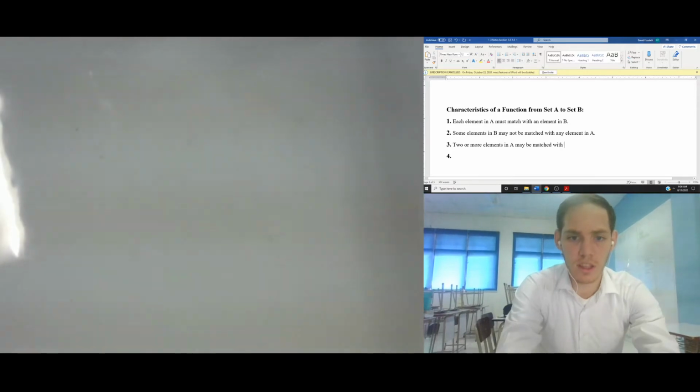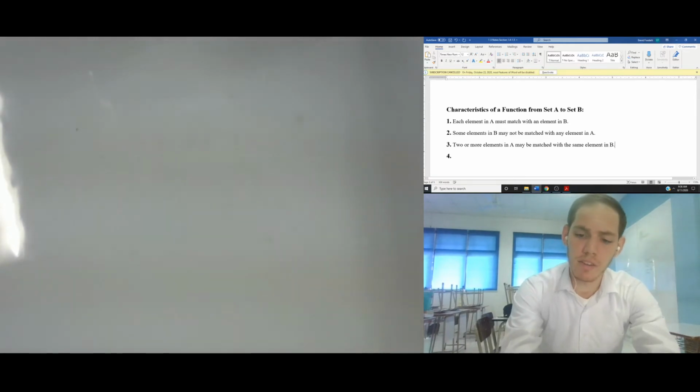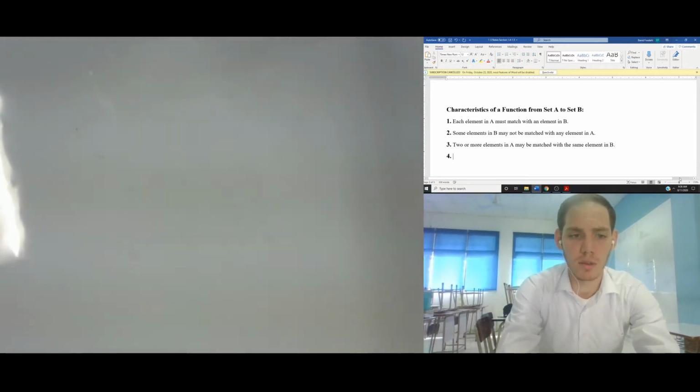And then two or more elements in A matched with the same element in B. They don't require it to be all of them, but they could be.